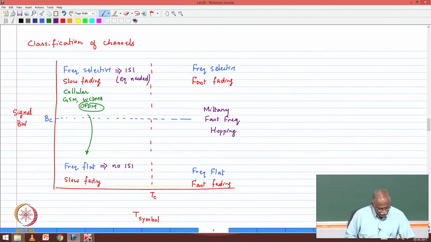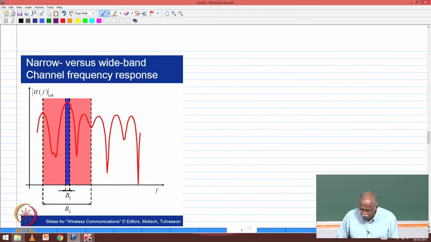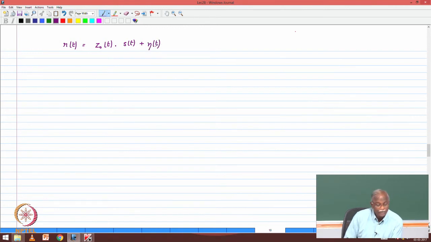Now what I would like to do is spend a few minutes on one more insight that I would like you to have, and this is very important for the following reason. When we talked about the time autocorrelation, what did we say? The r of t was Z0 of t multiplied by S of t times eta of t, correct?